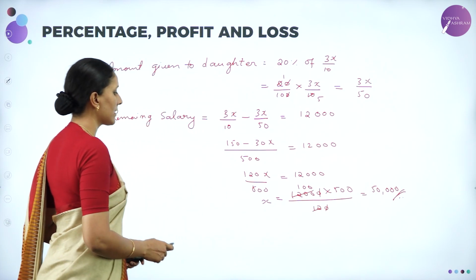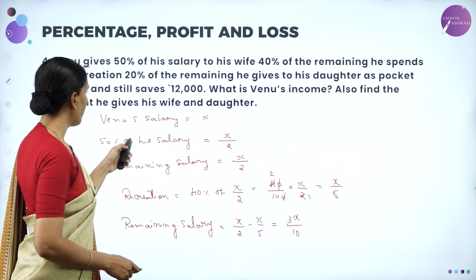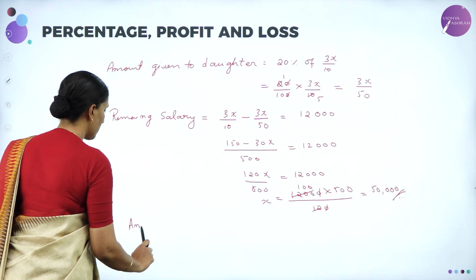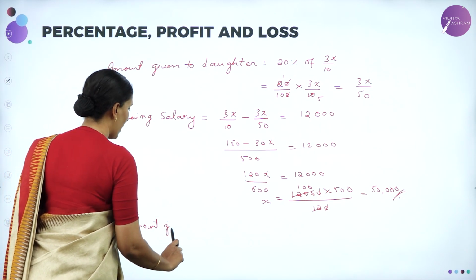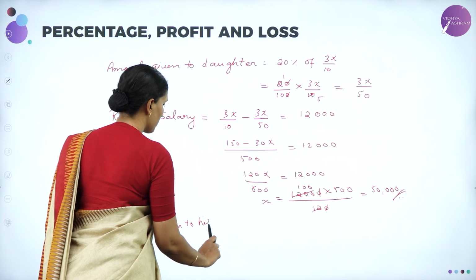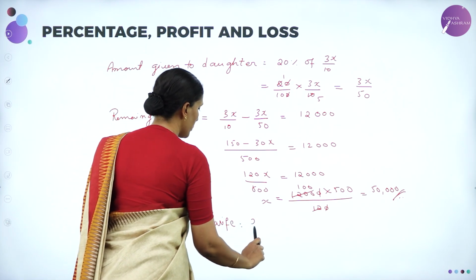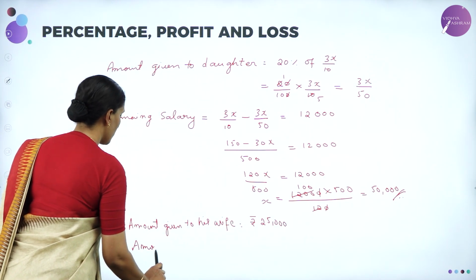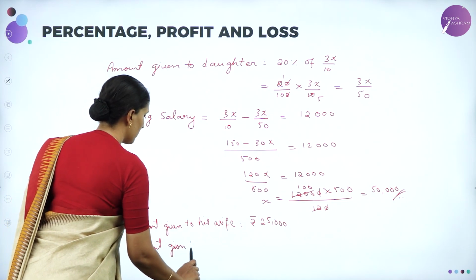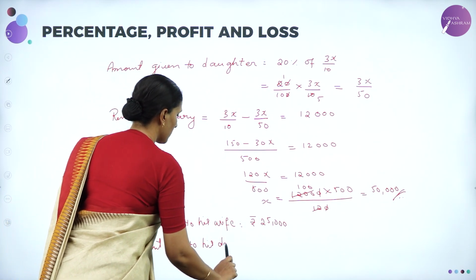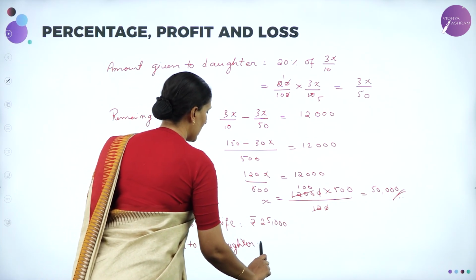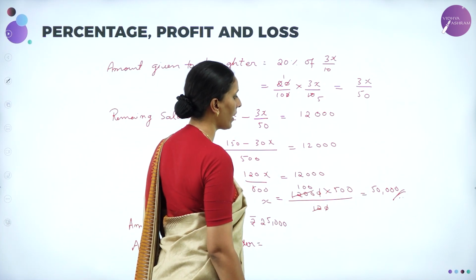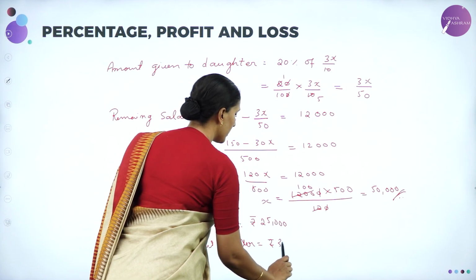So, what is this? x is Venu's salary and 50% of his salary will be given to his wife. So, therefore, amount given to his wife is x by 2, which is rupees 25,000. And amount given to his daughter is equal to 3x by 50. So that is 3 into 50,000 divided by 50, which will be equal to rupees 3,000.